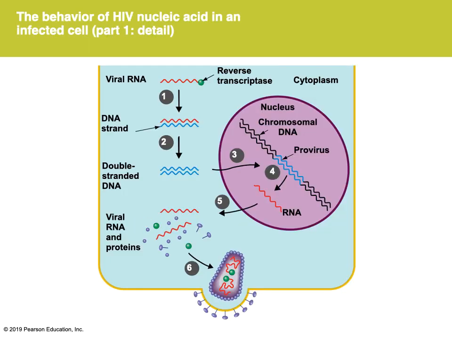Okay, so this enters the cell. You've got the viral RNA. You've got the reverse transcriptase. This enzyme is now transcribing a strand of DNA from an RNA template. Okay, from that strand, you can then what? You can make the complementary strand. Now you have double-stranded DNA.